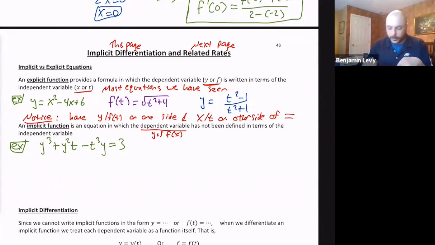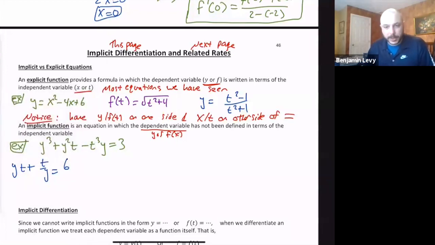Let's write another example. Look at the examples I've got written down. How about yt plus t over y equals 6. That's an implicit function. An implicit function we see in pre-calc would be the unit circle, right? x squared plus y squared equals 1. We see that in pre-calculus.